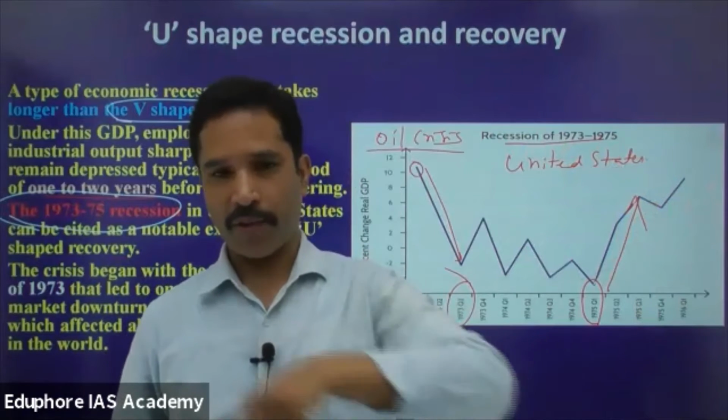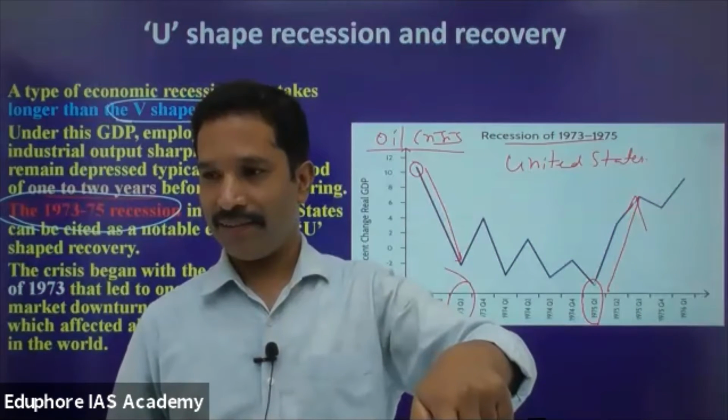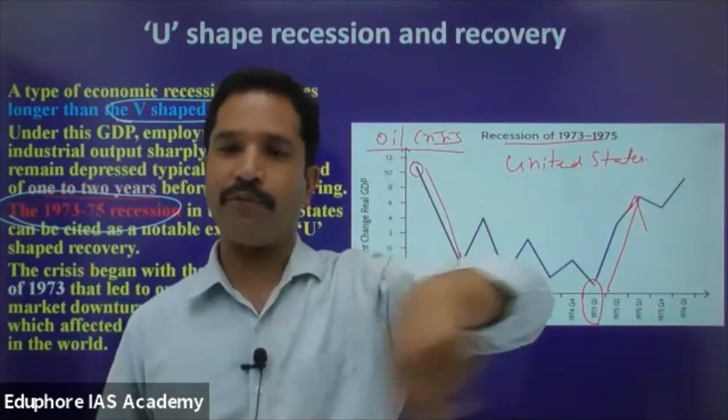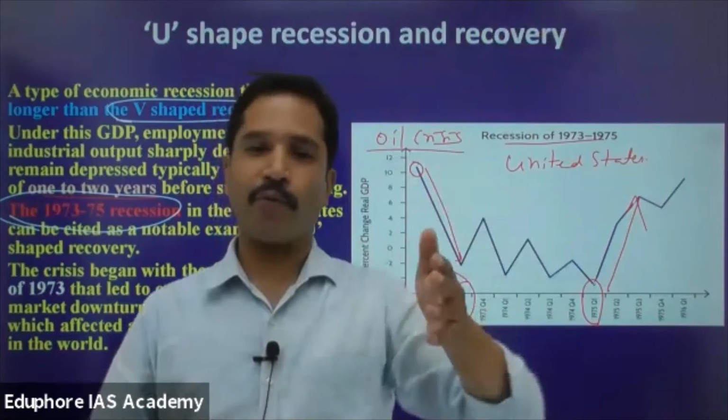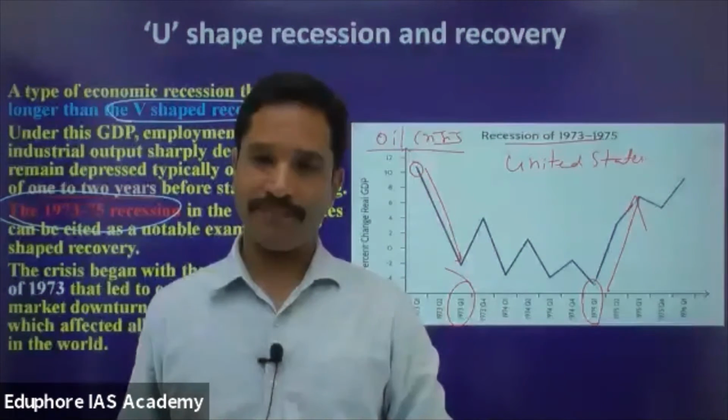Ripple effect, because impact of one sector spreads to another sector, right? And from another sector, it spreads to some third, fourth, fifth sector, and then from one country it spreads to another country, right?